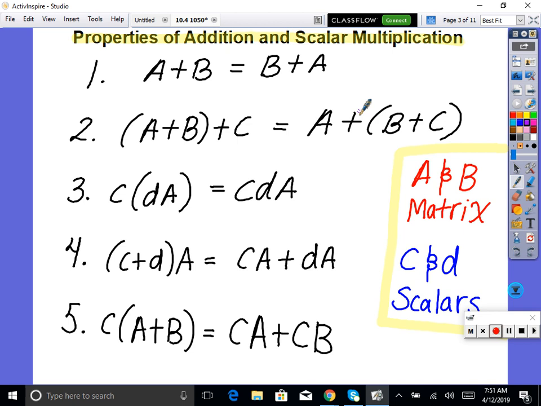Think about it. Is 1 plus 2 any different than 2 plus 1? So that's like, duh. Yeah, that makes sense. You know what I mean? I don't feel like you really need to write it down.